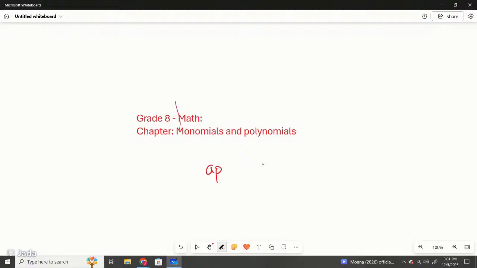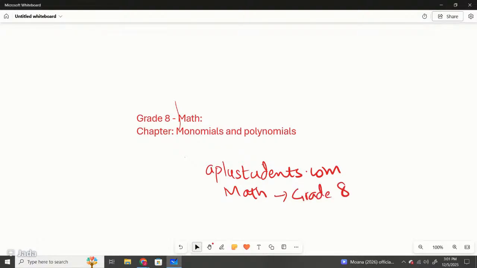You can find all the lessons on aplusstudents.com. You have to log in there using your email address and password as provided by the administrator. Then you have to select math from the subject tab, scroll down to grade 8 math, and then click on view all lessons. There you can find a list of the chapters. We're going to start with the chapter Monomials and Polynomials.